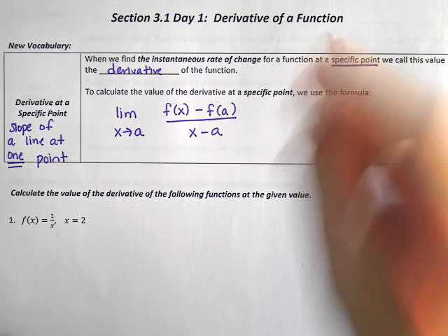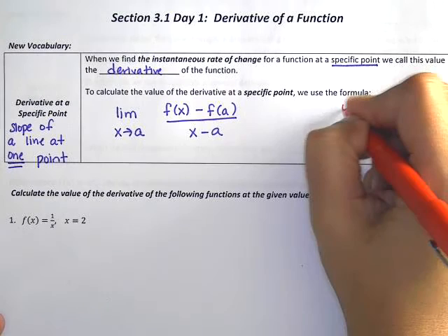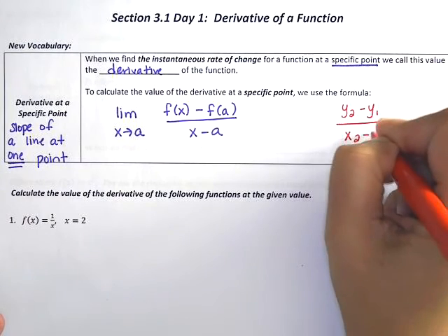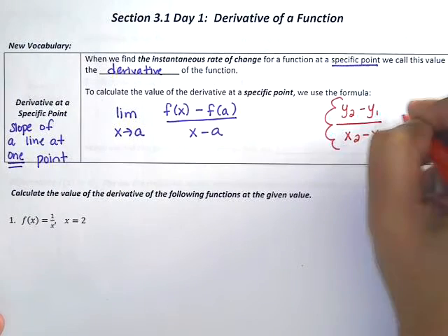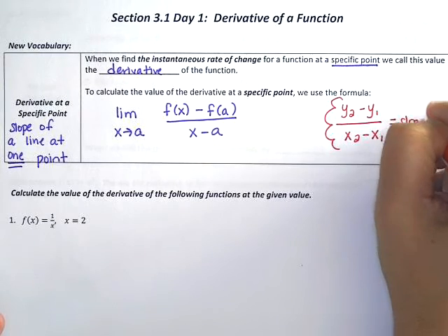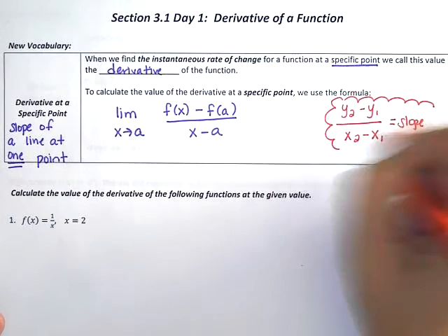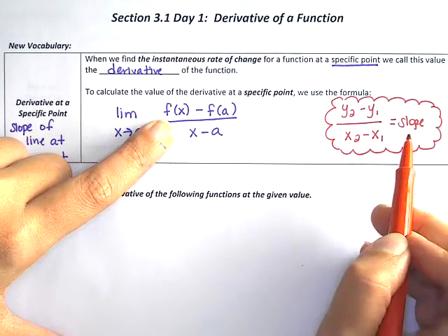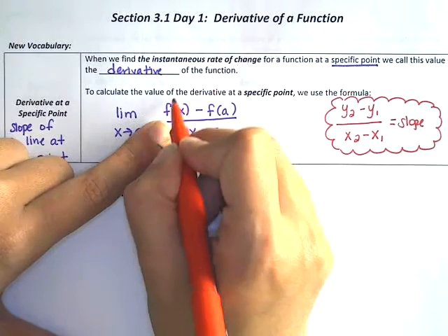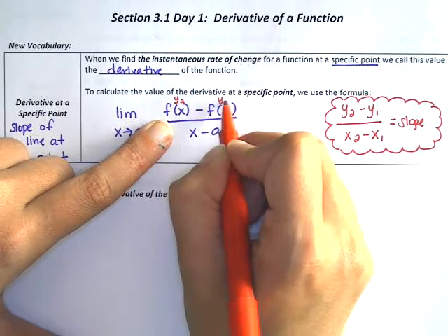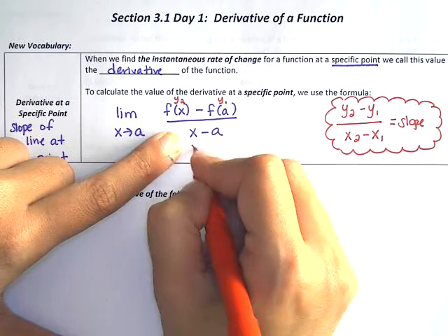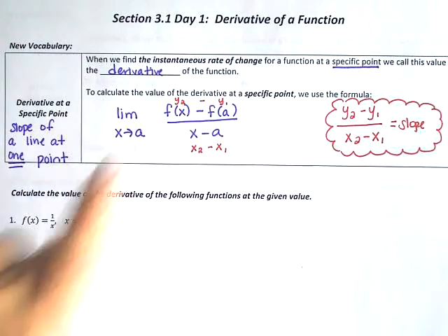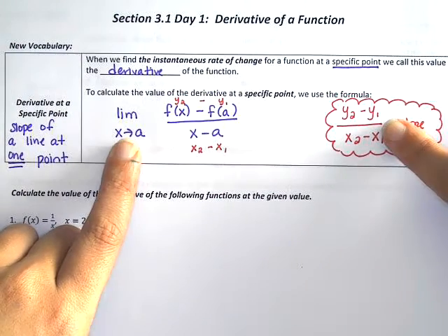Now, if you think about a normal slope formula, normally slope would be y2 minus y1 over x2 minus x1. This is slope. Basically, this formula is the limit version of slope. F of x is y2, f of a is y1. X is x2, a is x1. So we're just taking the limit of our regular old slope formula.